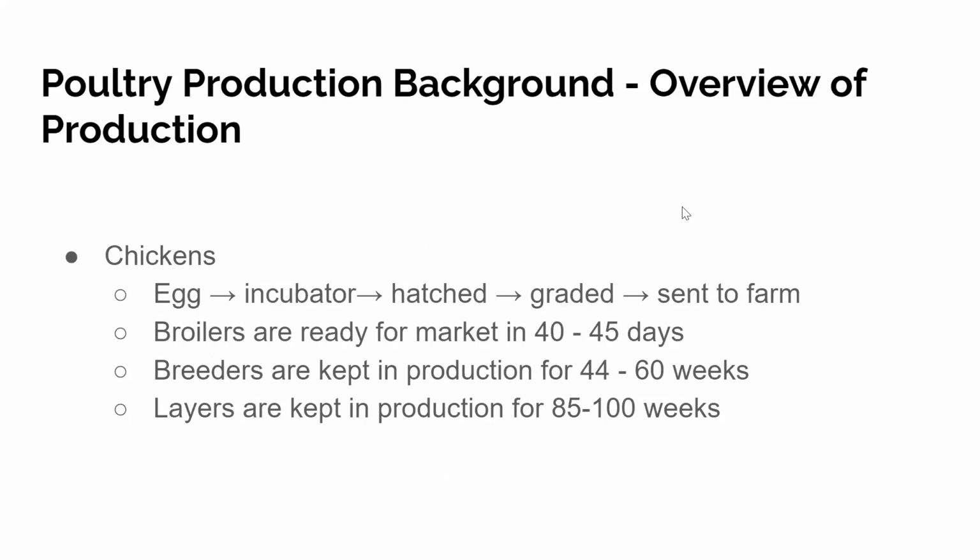This is a quick overview of poultry production. Raising market chickens begins by placing eggs in an incubator that's located in a chick hatchery. After the eggs have hatched, chicks are counted and graded before being sent to the customer's farm. Broilers are ready for market in around 40 to 45 days. Breeders are kept in production for 44 to 60 weeks, and layers are kept in production for about 85 to 100 weeks.